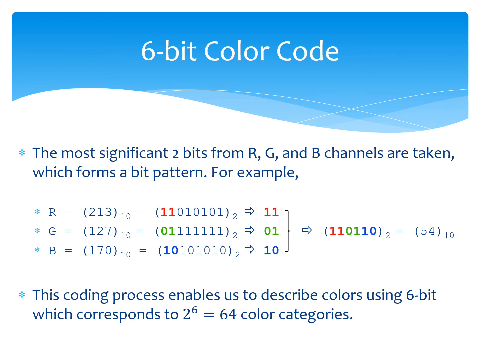Then we can convert the 6-bit string back to its decimal value. Once we convert into decimal value, we get 54 in decimal. So this coding process enables us to describe each color using 6 bits, which corresponds to 2 to the power of 6, which is 64 color categories.